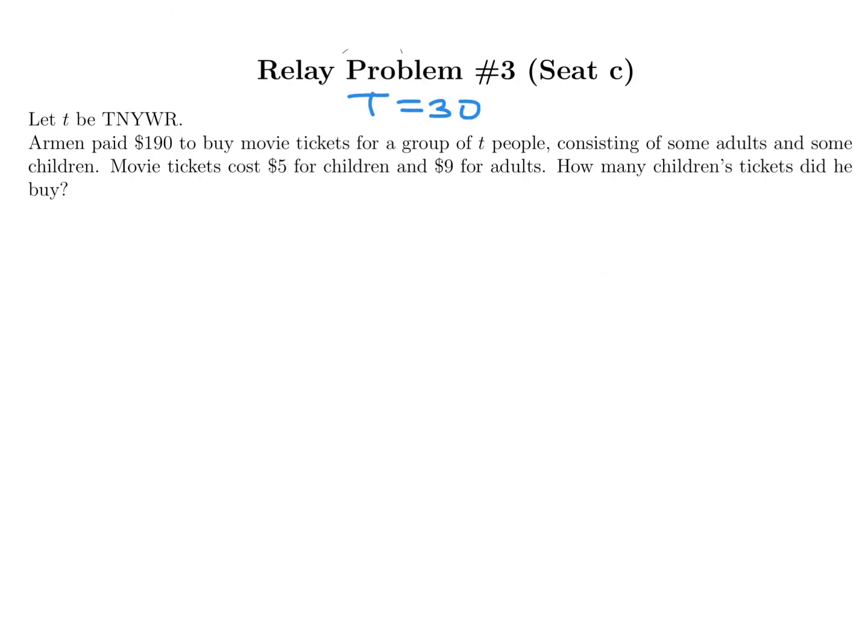T is 30, and we have Armin paid $190 to buy movie tickets for a group of T people consisting of some adults and some children. Movie tickets cost $5 for children and $9 for adults. How many children's tickets did he buy?